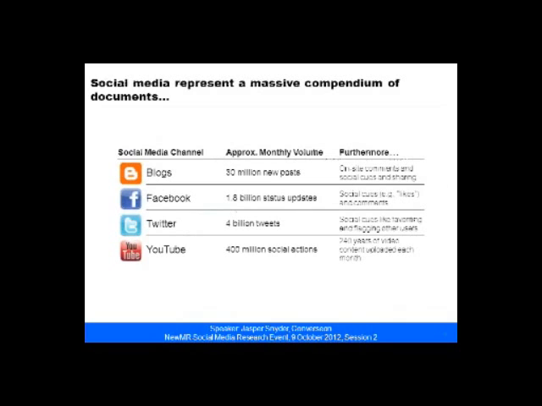So social media, as we all know, represents a huge amount of documents of different types. Just to go through a couple of numbers here, and these numbers are in fact maybe a couple of months old, but they're nevertheless relatively representative of the enormity of the situation. We're looking at 30 million new blog posts a month. We're looking at almost 2 billion status updates for Facebook every month. For Twitter, we're looking at 4 billion tweets a month, and YouTube, 400 million social actions, whether those are views or shares or what have you. And those are just the quote unquote primary ways that we might measure those platforms. I'm not even thinking about stuff like blog comments and likes on Facebook, and favorites and flags on Twitter, etc. So it's a huge amount of data.